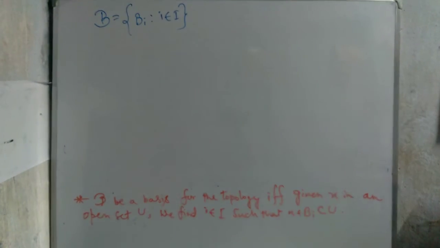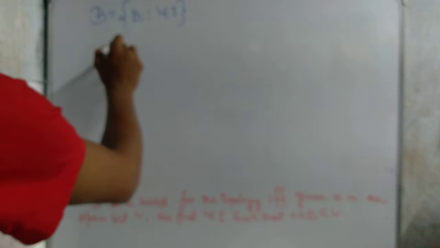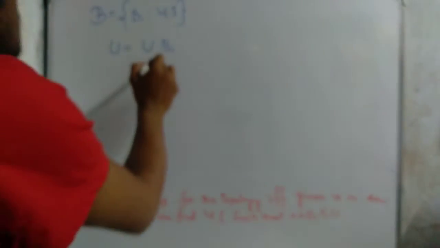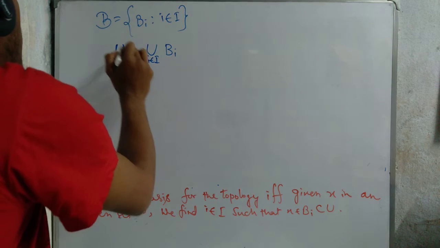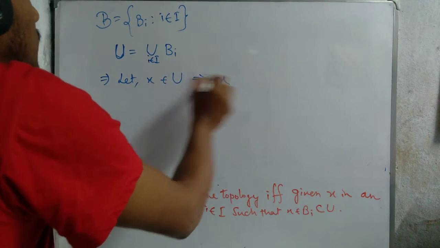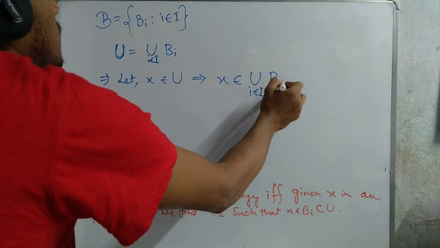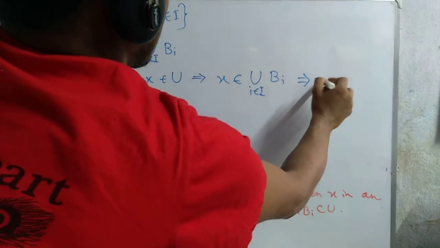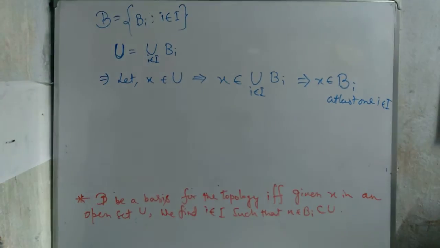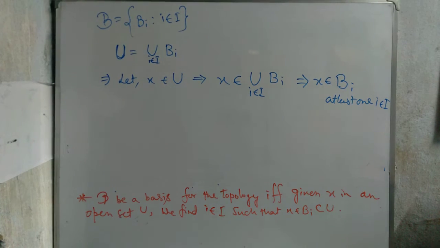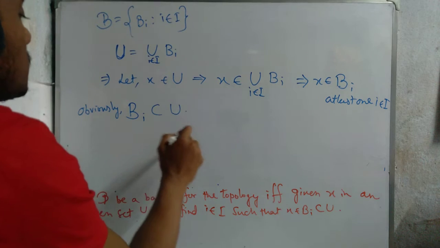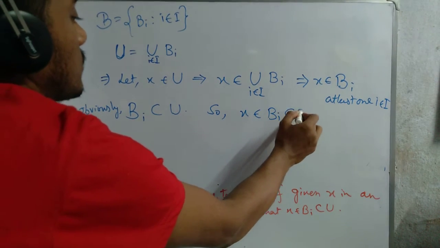Then obviously we choose here an open set U equal to the union of B_i, i belongs to I. Then if x belongs to U, this implies that x belongs to the union of B_i, i belongs to I. This implies that x belongs to B_i for at least one i belongs to I. Then obviously this B_i is a subset of U, so x belongs to B_i subset of U.